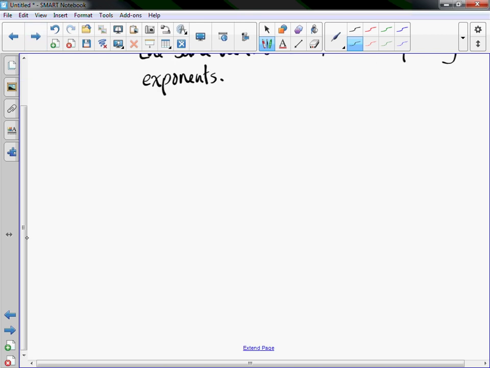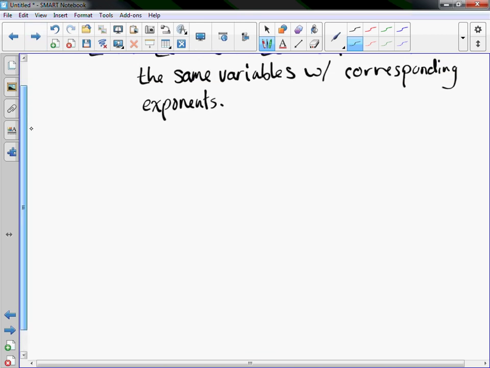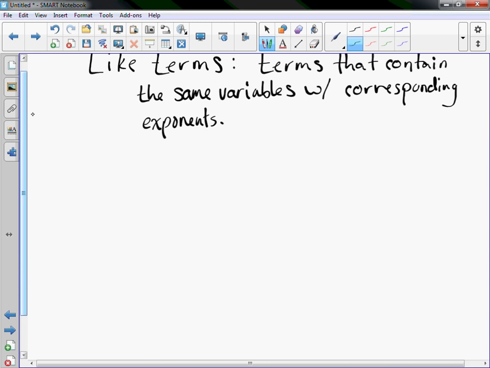Okay. Read that up there for a little bit. Okay. So, examples of like terms. 2x and 4x are like terms. That's like having 2 apples and 4 apples. You can combine those.